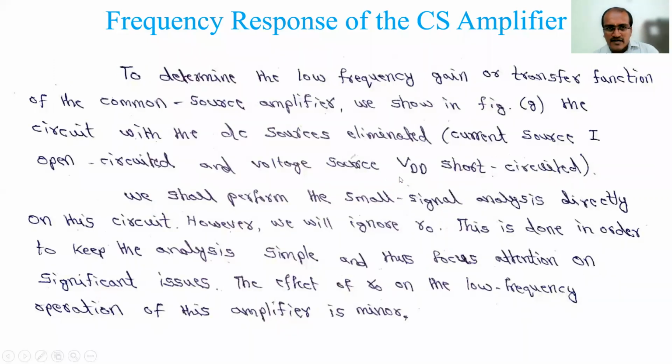So just the same thing I have explained here. To determine the low frequency gain or transfer function of the common source amplifier, we show in the figure the circuit with the DC sources eliminated. The current source I from the main circuit is removed, that is open circuited, and the voltage source VDD is short circuited. So we shall perform the small signal analysis directly on this circuit.